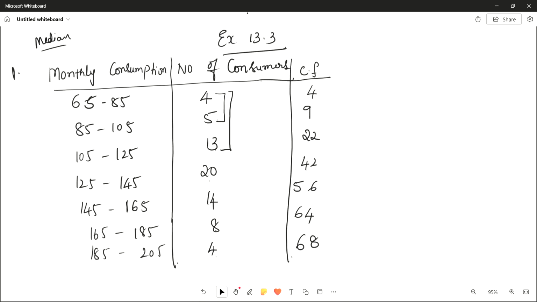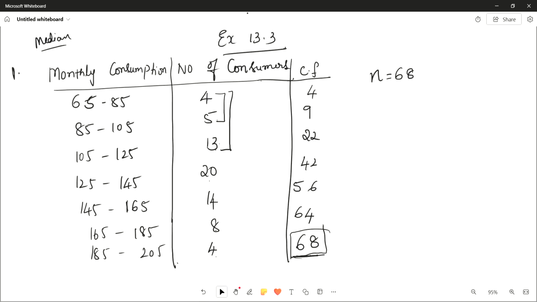So to find the median, first we calculate the CF, the cumulative frequency. We add the frequencies: first one 4, second one we add these two, third one 9 plus 13, like that. At the end, whatever we get will be equal to the sum of all the frequencies, which is 68. N is equal to 68, the sum of all the frequencies.